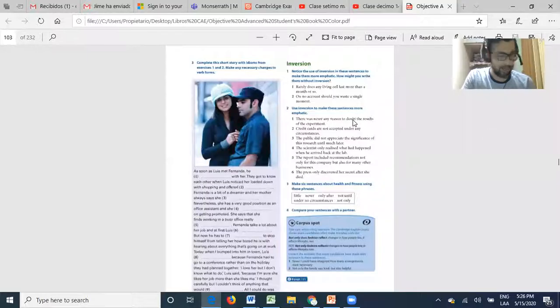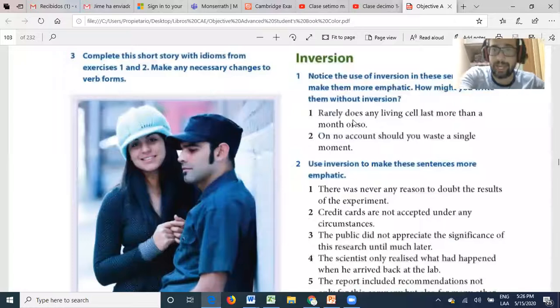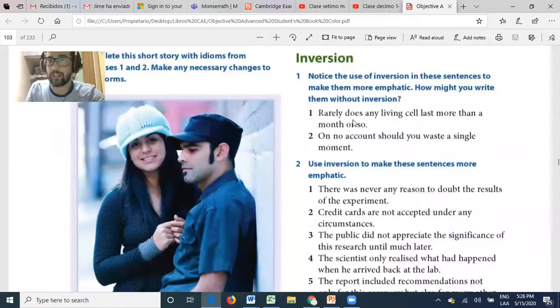Remember that every point is like gold for us to get this C1 level. Okay, let's continue then with our lesson and let's practice a little bit of this inversion on page 103, where it says inversion. It says notice the use of inversion in these sentences to make them more emphatic. How might you write them without inversion?